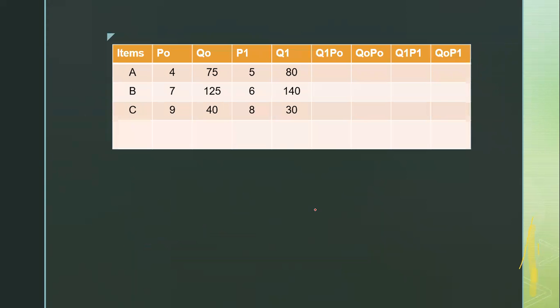I've already prepared the table here. We need the items, we need the price of the base year because it is used as weight, quantity is required, price of the current year is also required because that is also used as weights, quantity of the current year is also required.